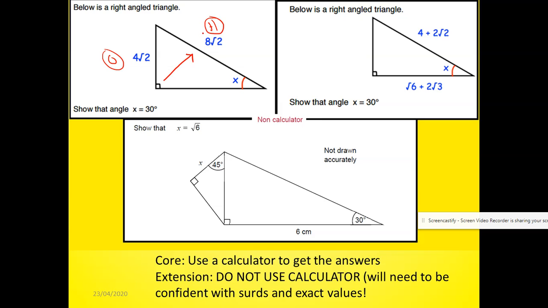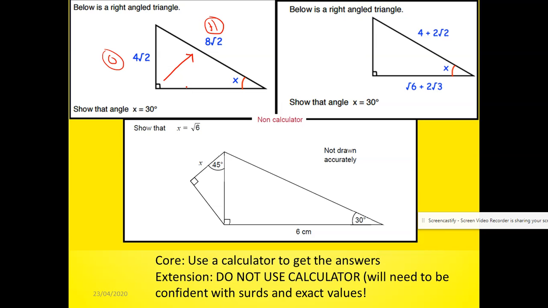So then we're going to use sine, and we're just going to put sine x equals opposite over hypotenuse into our calculator. And remember, if you're wanting to work out the angle, you've got to press shift sine, and then that should come out as an answer of 30. Obviously, as an extension, this could come up in your final exam, that this question could be asked in the same way in a non-calculator paper, and you'd have to be able to show it.